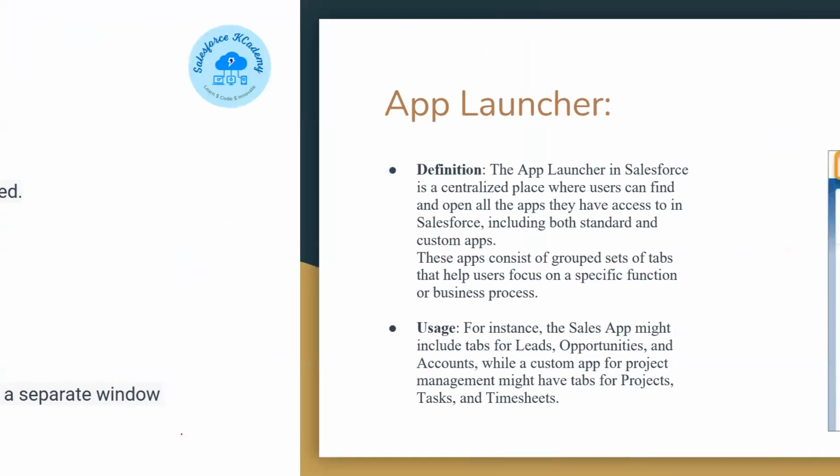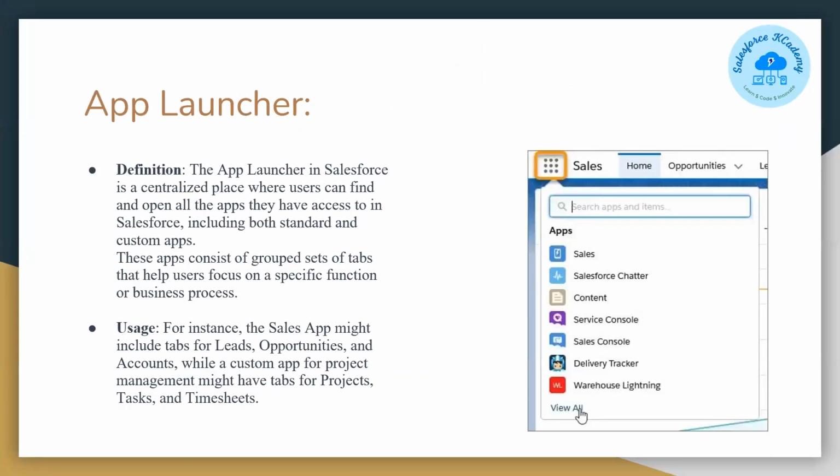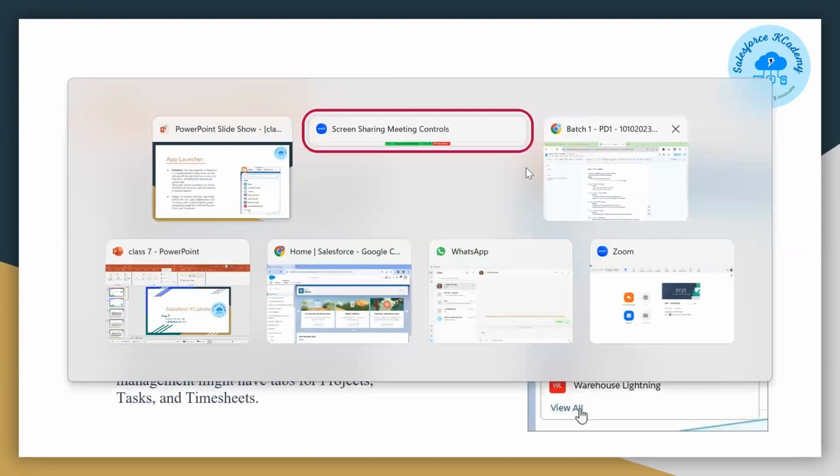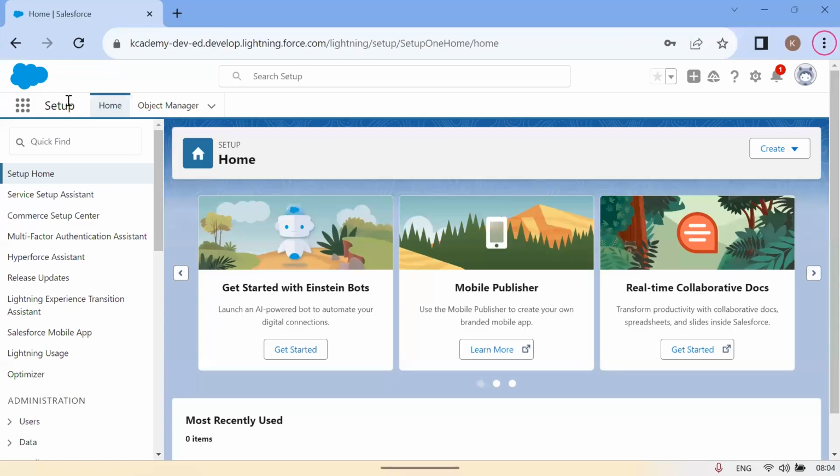So is it clear till now? These are the different types of data type fields which are available in the object. Now we have seen the app launcher. You remember that? Here we have a navigation item in Salesforce. I'll show it in a practical way.